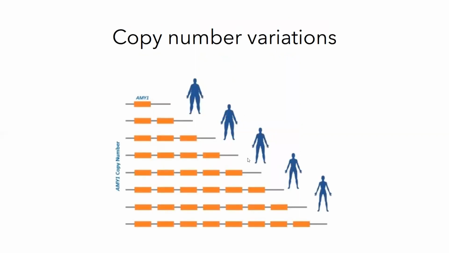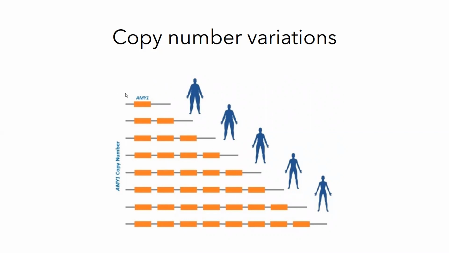An interesting example of copy number variations is variation in the AMY1 gene. AMY1 is a protein that digests complex sugars. In every person, the AMY1 gene's number of copies can vary from 1 to 20 depending on the person. And there is a study that suggests that having a low copy number of the gene favors obesity.